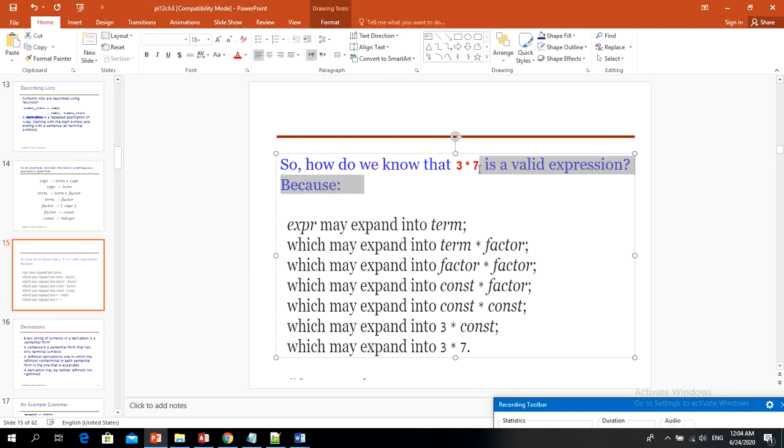So here 3 multiplied by 7 is an expression, which means that an expression simply, guys, is a combination of operands and operators, such that the operands could be constants and operators are these mathematical operators like multiplication, division, subtraction. This example here is multiplication, for example.